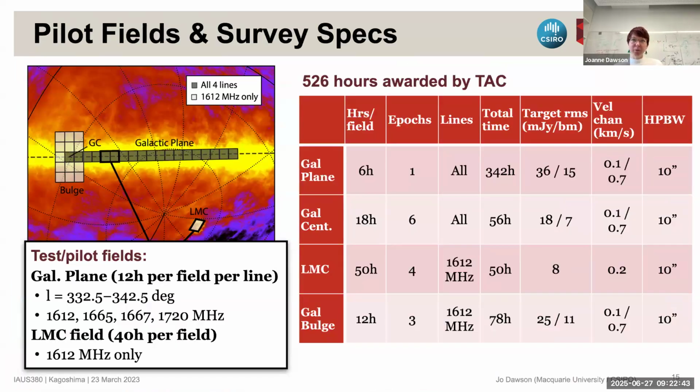So what are the actual specs of this? You can take some time to look over the table later if you like, but we have essentially 4 different surveys in one. We've got an LMC survey that's focusing just on the 1612 evolved star masers. Similarly, a galactic bulge survey that's doing the same thing. Both of those will have multiple epochs of observations to try and capture some of that variability in the circumstellar masers. For the Galactic Center, we plan to spend a lot of time there and try and catch variability in some of the star formation masers, I believe.